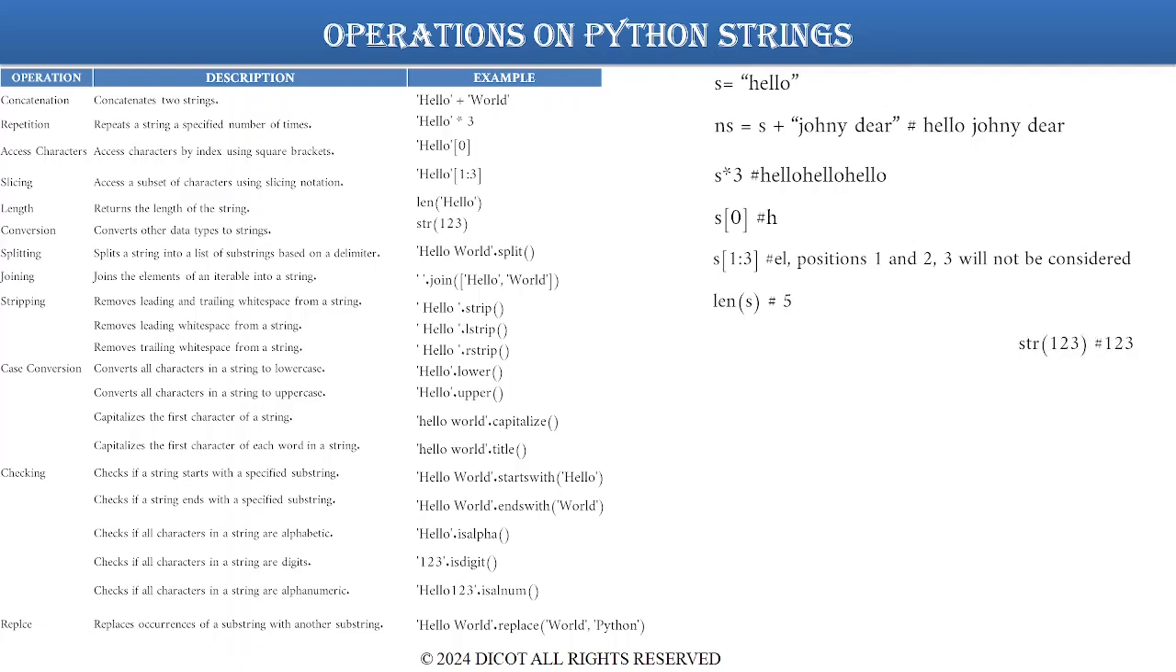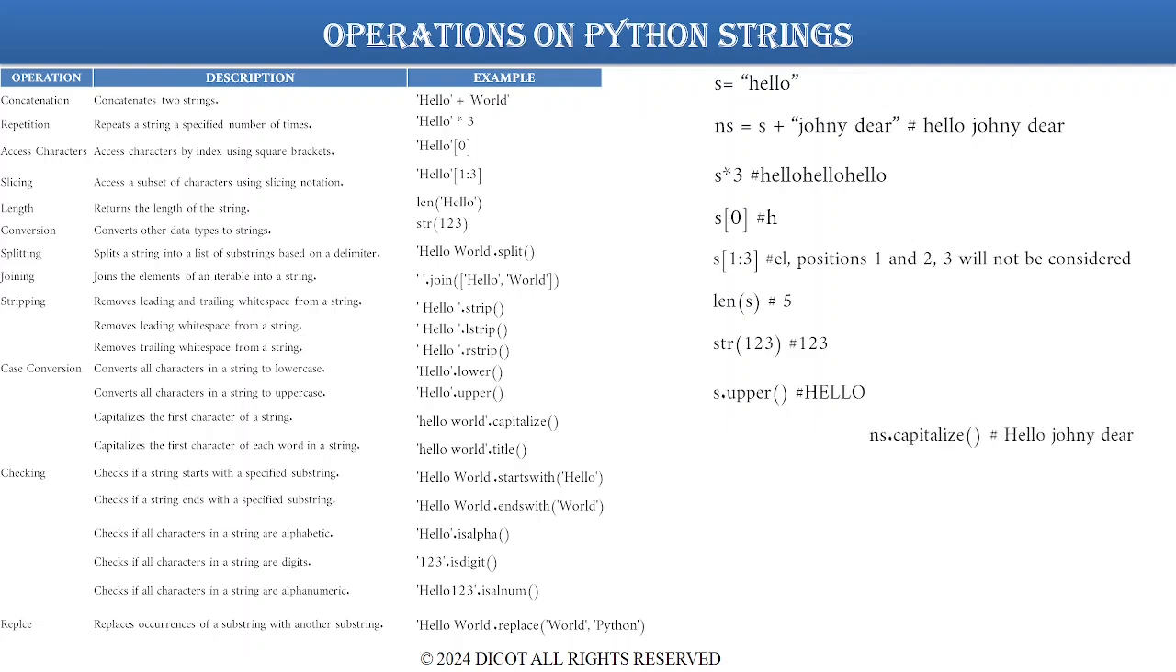Next, str of 123. 123 is a number. We can convert that number to a string by using the str function. So, str of 123 will return the string "123". s.upper will convert the lowercase letters in the string to uppercase. So we have hello in capital.